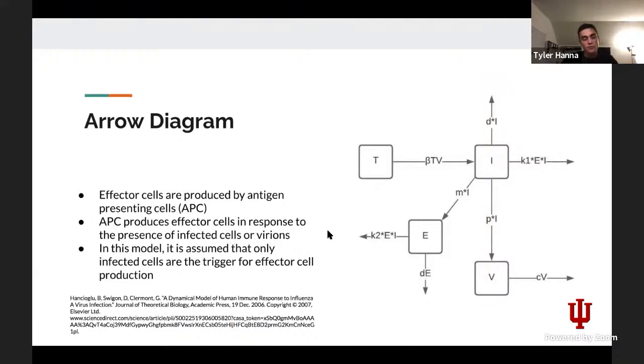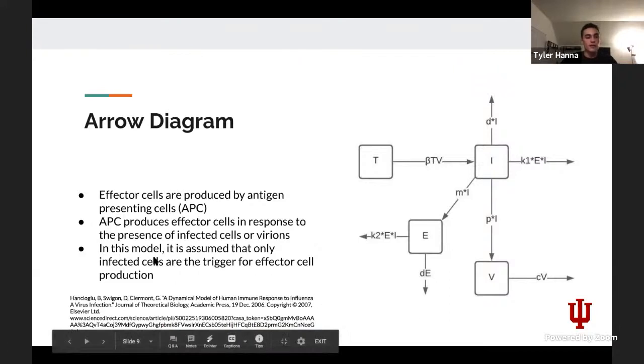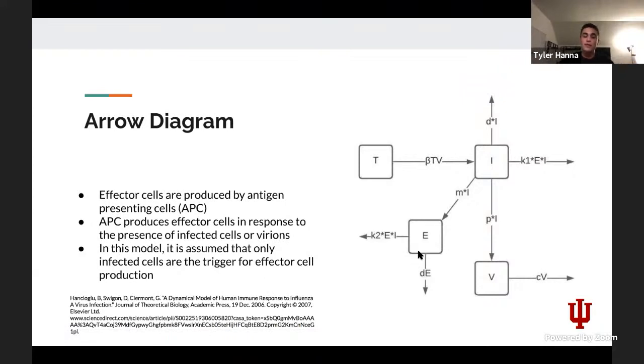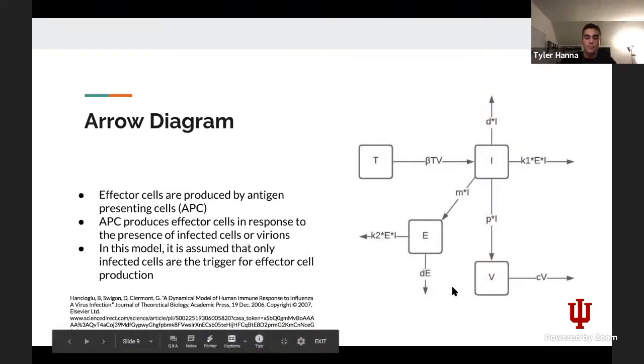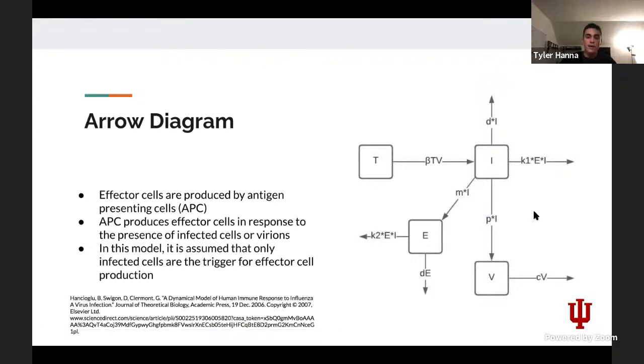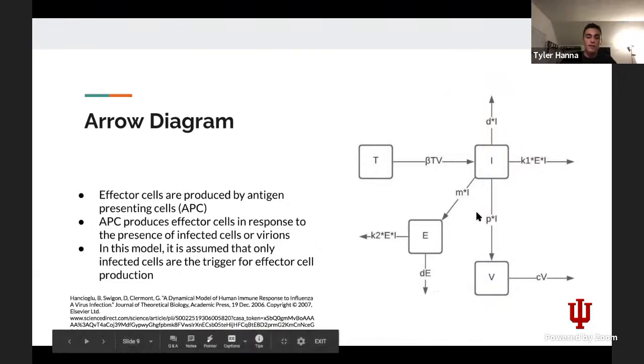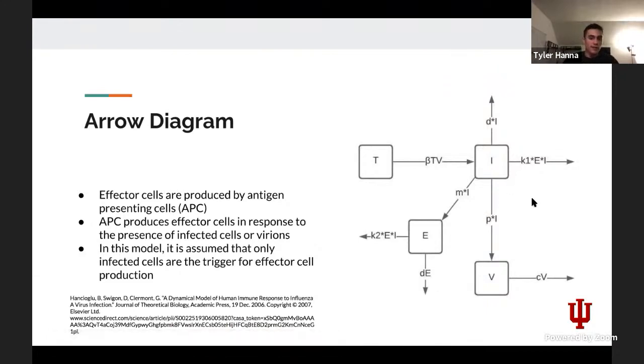Here, APC is known to produce effector cells in response to the presence of infected cells or free virus in the system. And as I just mentioned, in this model, it's assumed that only infected cells trigger this production of effector cells. According to this diagram, we still have our same transition rate from susceptible to infected. However, we do not have an I² term anymore, as this model is an extension of the original SI model, but with a better defined delta term.